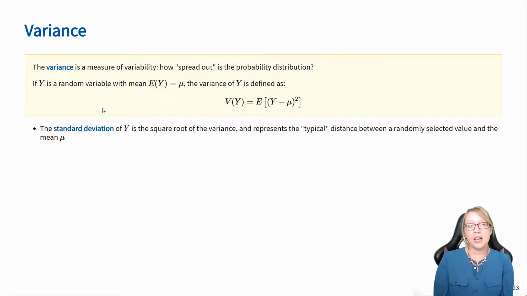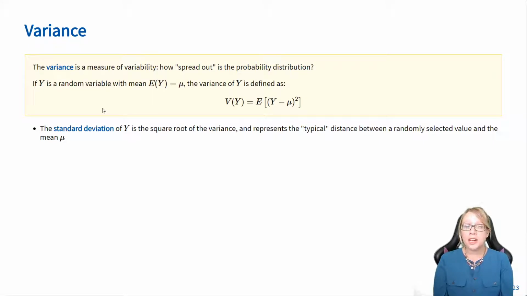Now let's define another measure to describe our distributions, which we'll call the variance. So the variance is a measure of variability. This tells us how spread out our probability distribution actually is. So if y is a random variable with mean mu, the variance of y is the expected value of the quantity y minus mu squared.